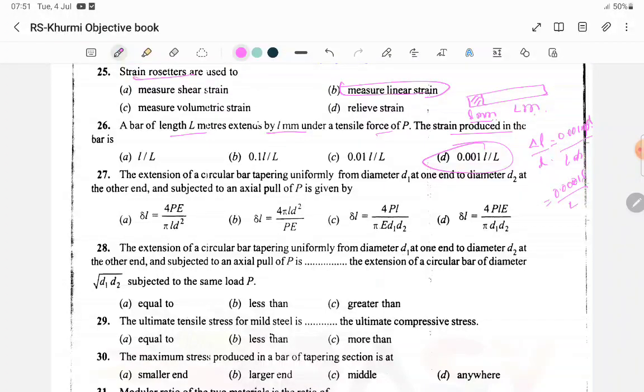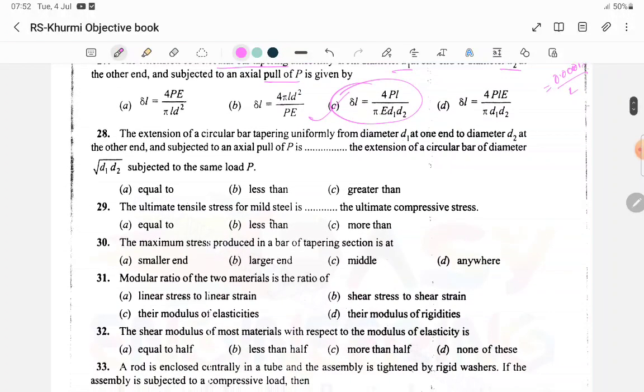Now here is a conical bar, a circular bar tapering uniformly from diameter D1 at one end to D2 at the other end. The extension subject to axial pull P is given by 4PL by pi D1 D2 into E. So this is the correct answer. Here one case is tapering uniformly, and one more case is without tapering. In this case the D, capital D, is directly proportional to D1 D2, the square root of D1 D2.